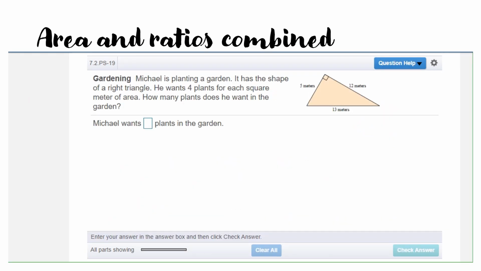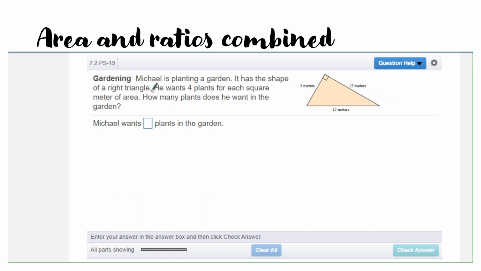So, Michelle, whoever is planting a garden, it has the shape of a right triangle. He wants 4 plants for each square meter of area. How many plants does he want in the garden?